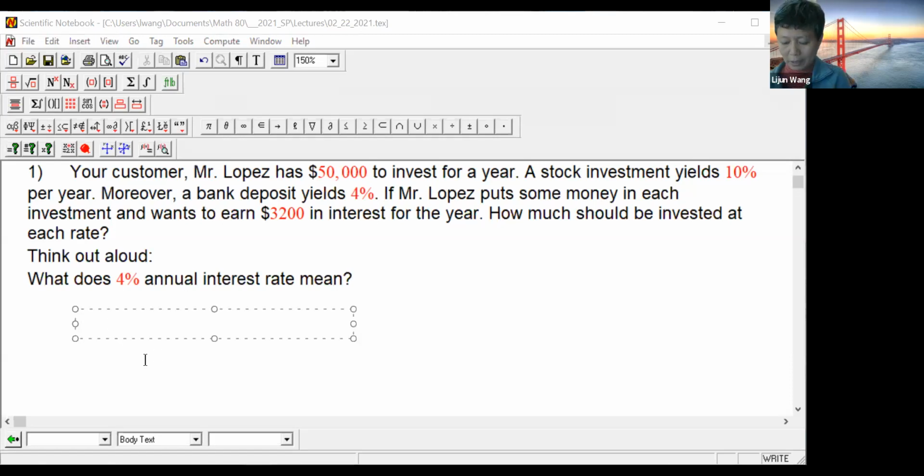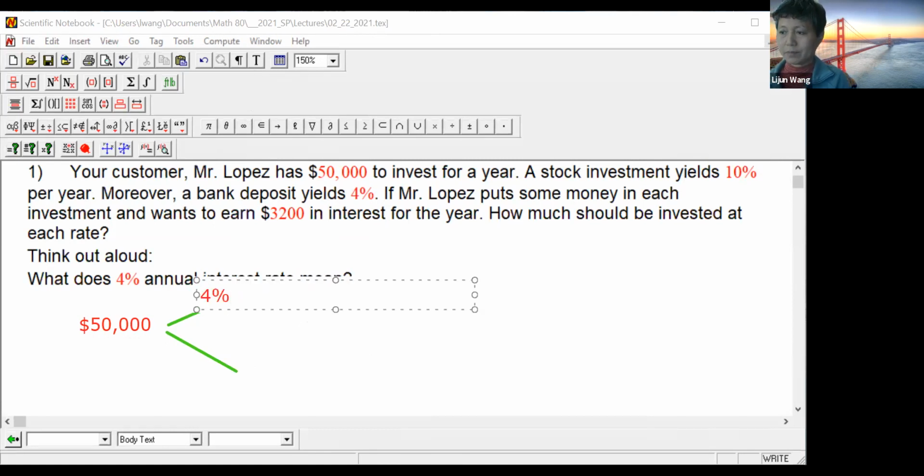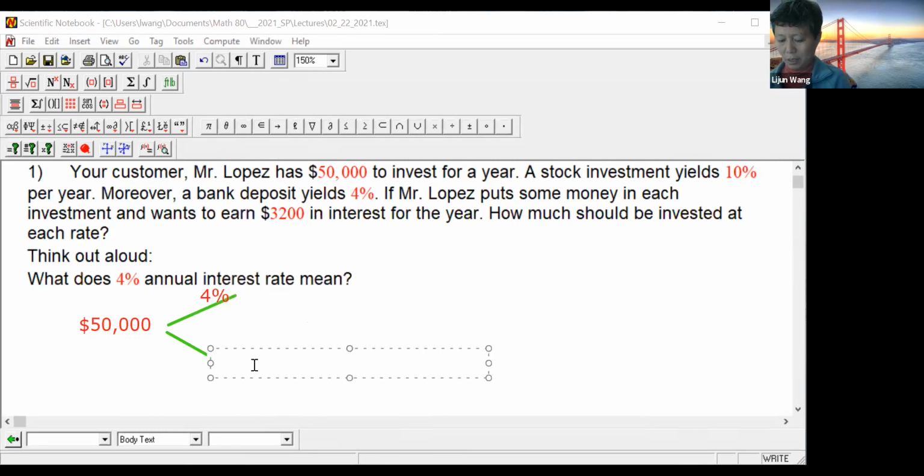If you use 50,000, and you put it in two different accounts, one account and another account, we don't know how much we're going to put in each account, but we know that this is going to be the 4% account. This is the 4%. Okay, and this other one will be the 10%.